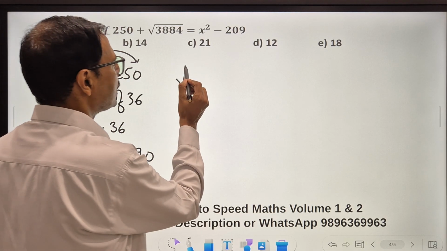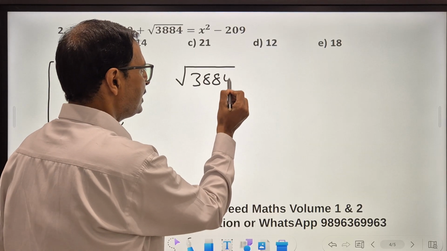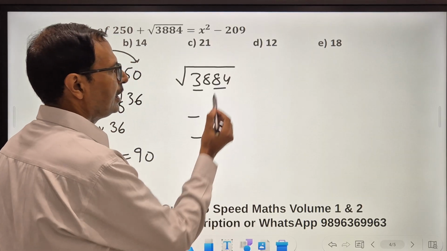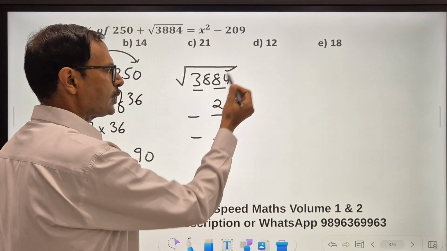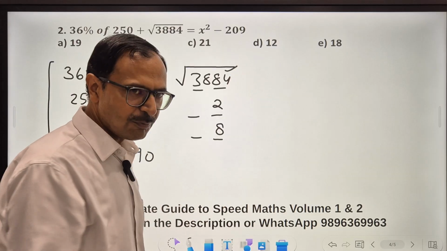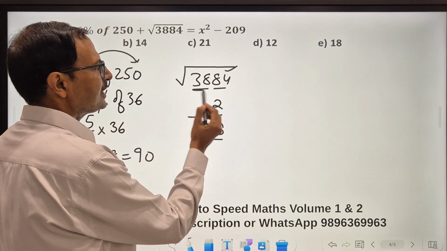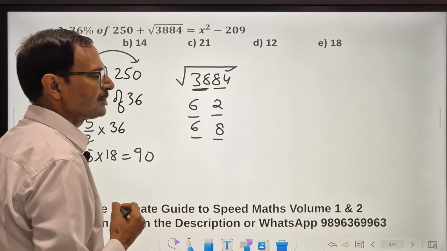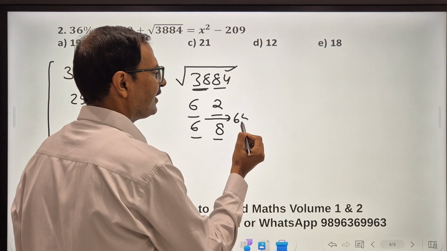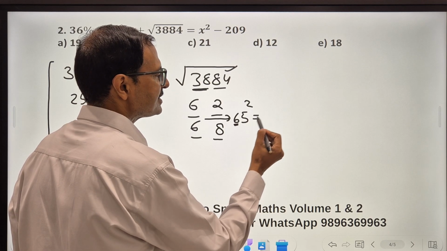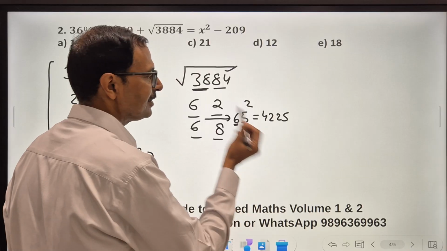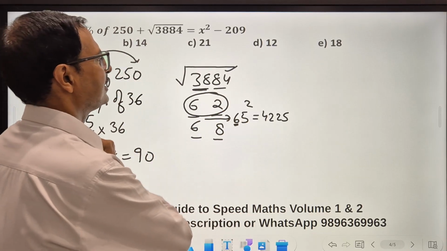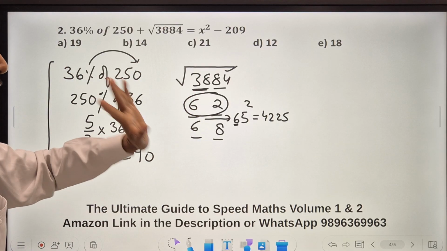Now, what should you do with the square root of 3884? It's a 2-pair number, so your answer will be a 2-digit number ending in 4, so ending in 2. 2 square is 4, 8 square is 64. Right? The first pair is 38. 38 is very close to 36, which is 6 square. So 6 and 6. Now in between these you have 65, and 65 square is 6 sevens are 42, 25. See Vedic maths here. Now our number 3884 is smaller than this, so the answer is the smaller one. So for this part, the answer is 62.